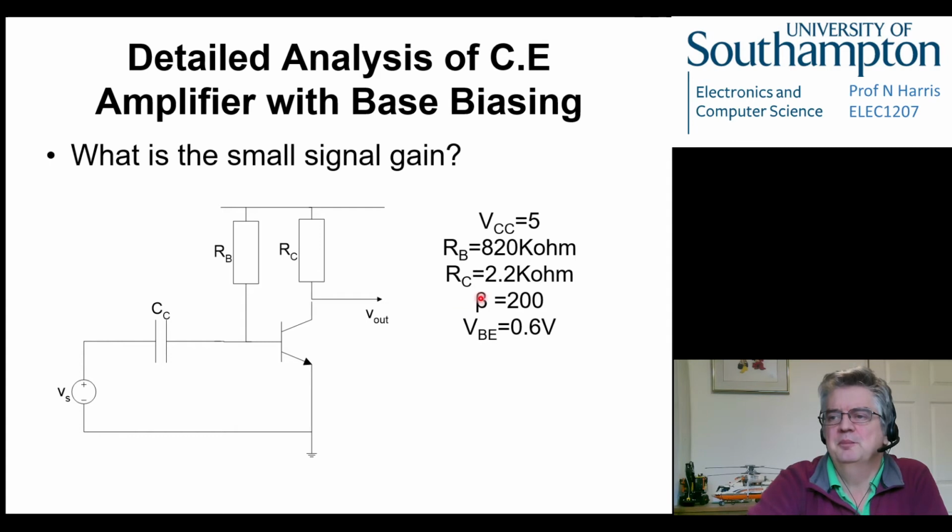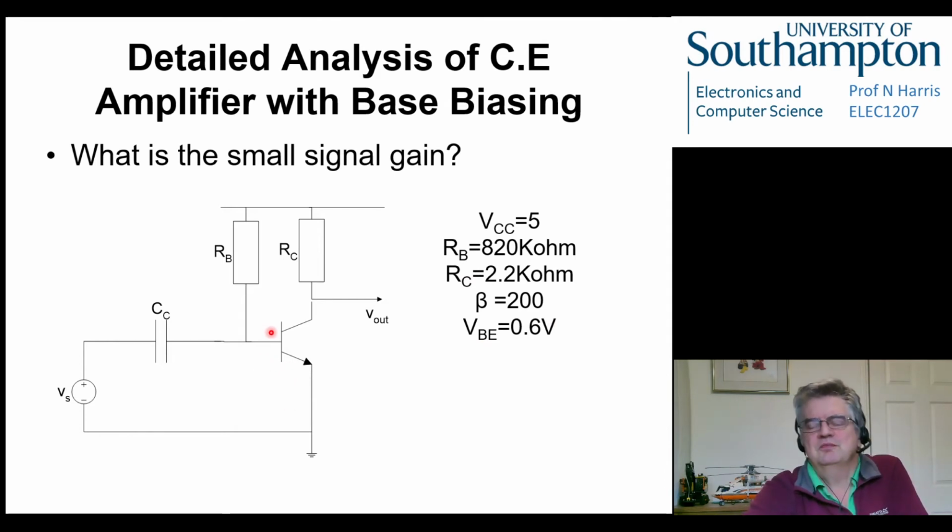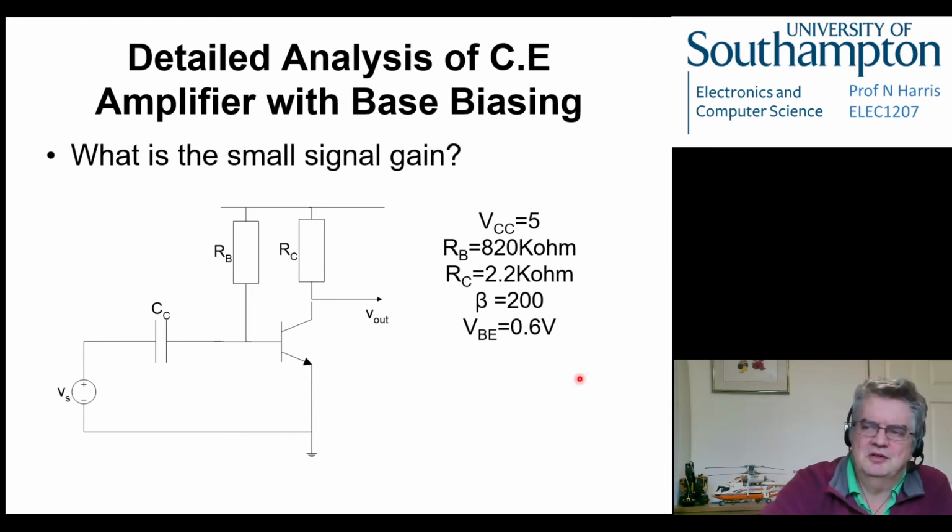Okay. The beta of this particular transistor is given to us as being 200. And under normal operating conditions, we've been told that VBE is equal to 0.6 of a volt. So this is the voltage across here, 0.6 of a volt. These are conditions that work. We know this because otherwise we'd be a bit pointless doing the exercise. But the question is, how well does it work?